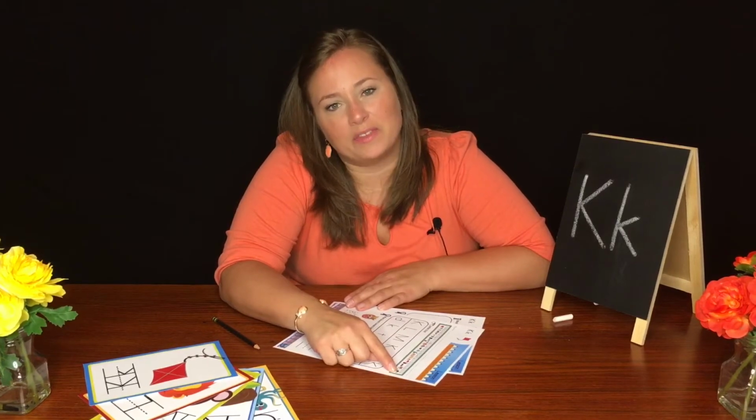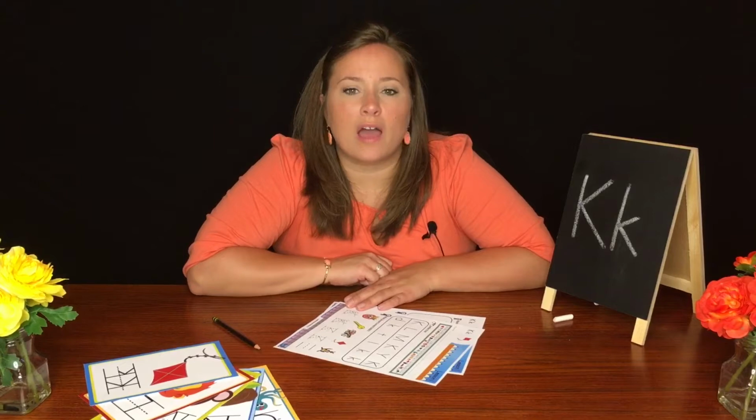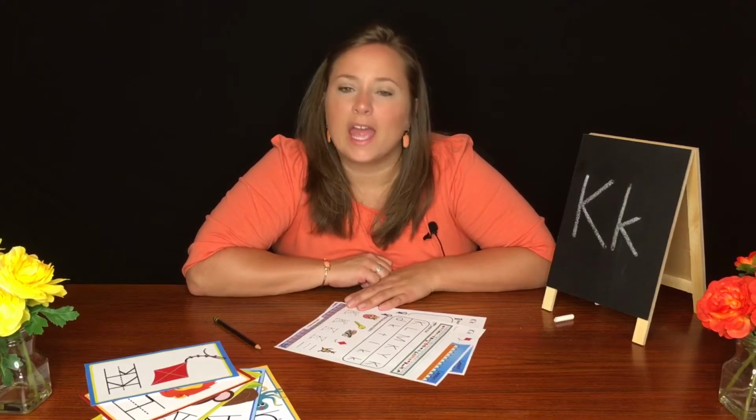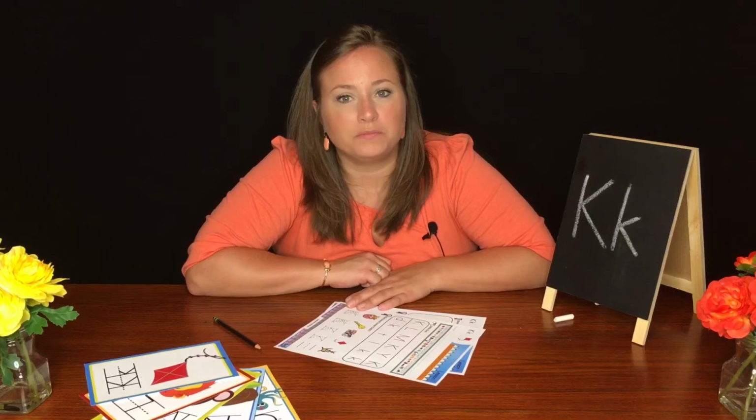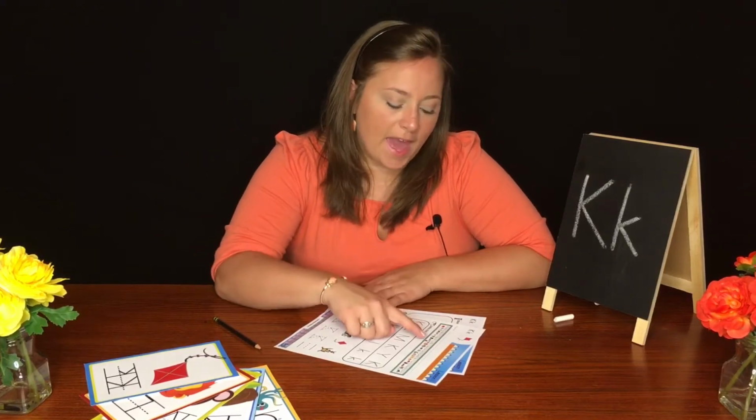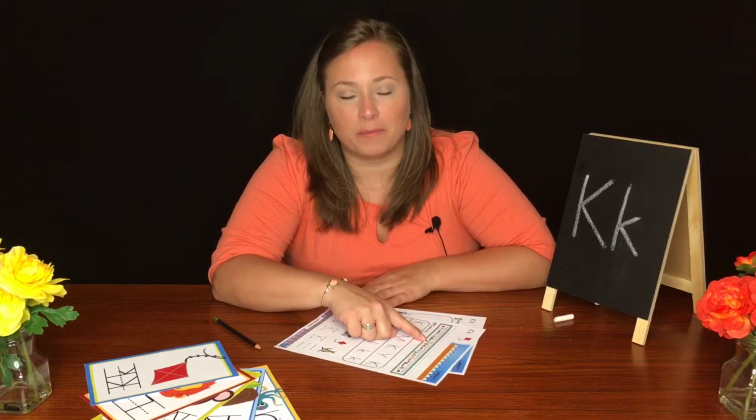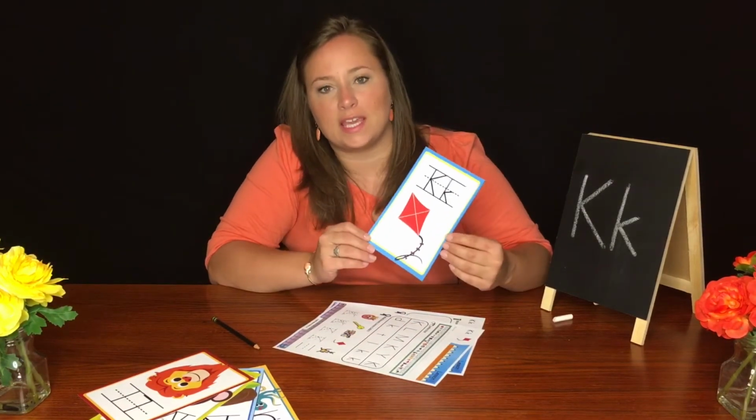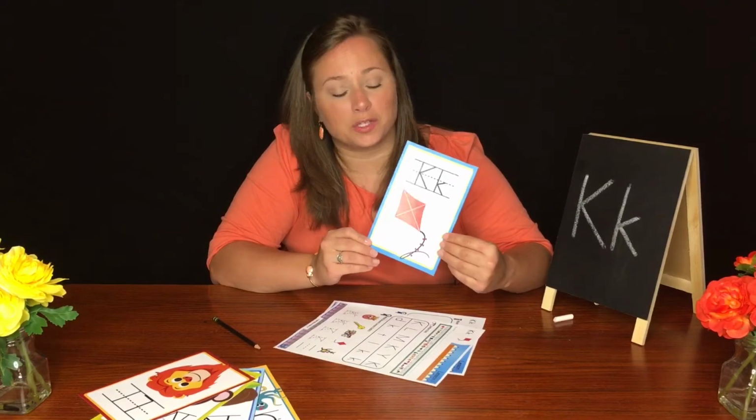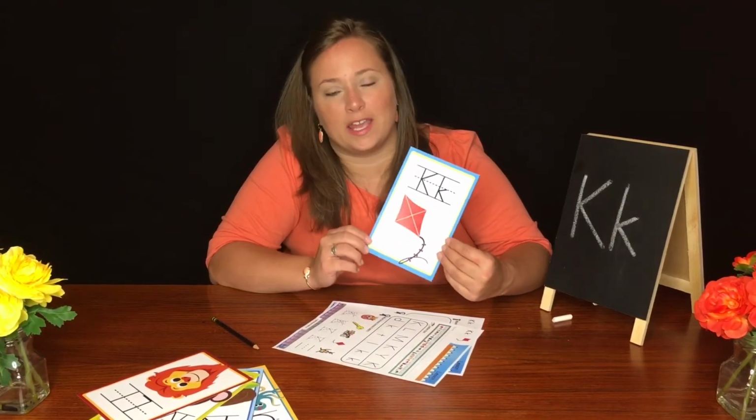Very good. Today we're going to be talking about the letter K. Can you find the letter K on your alphabet strip? The letter K is towards the middle of your alphabet strip, and it should look just like the K that you see here, and it has a picture of a red kite underneath it.